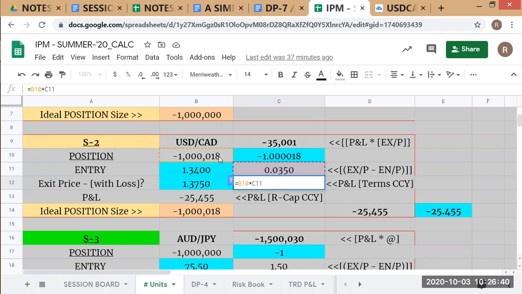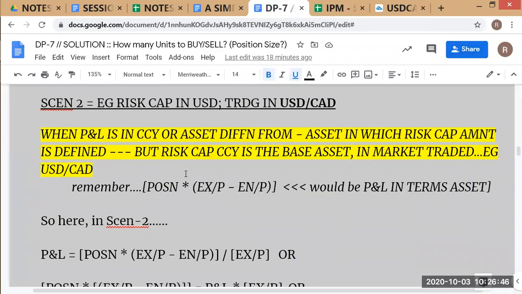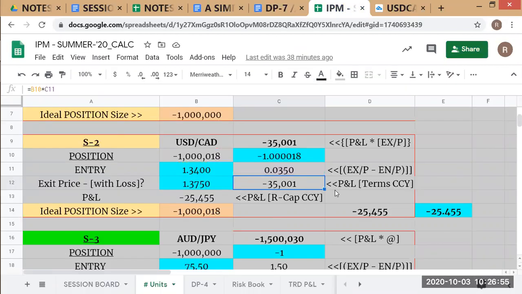This thing is coming out to be this that you see here, minus 35K. This is basically this part: position size projected times exit minus entry. You can read the formula, and that's what you have. But this is not good enough for us, because we want to have our P&L in the risk capital currency. So how do I get there? Risk capital currency is US dollars.